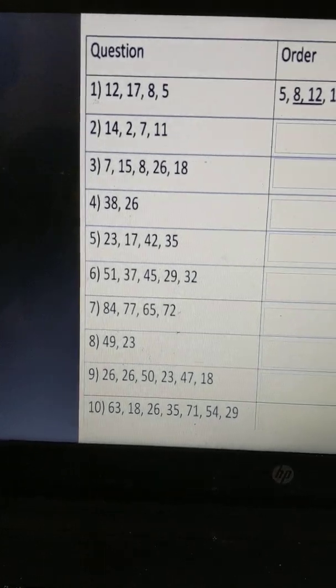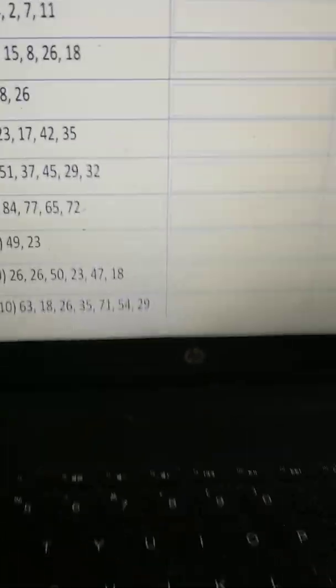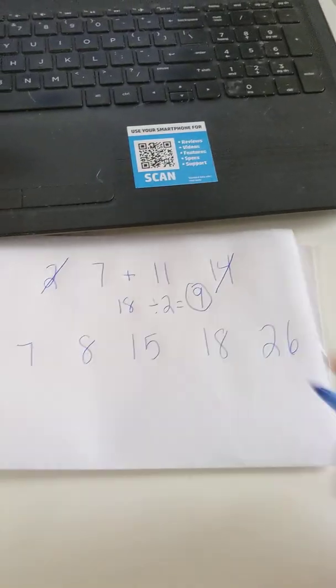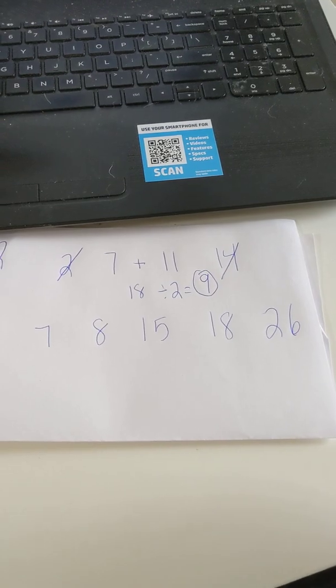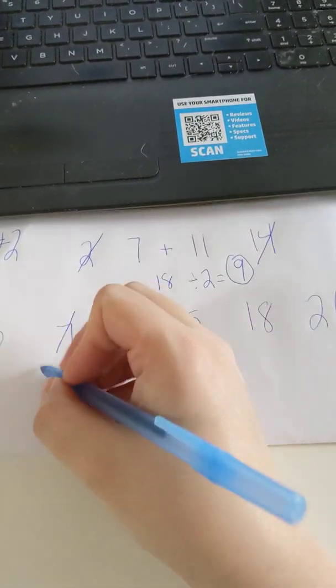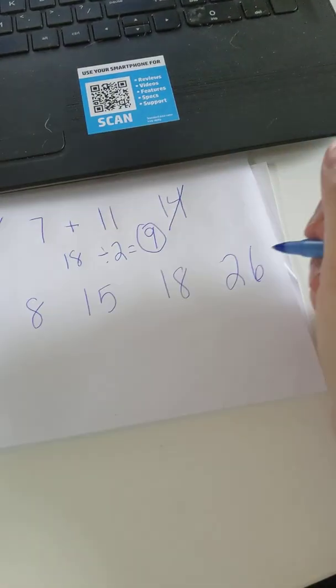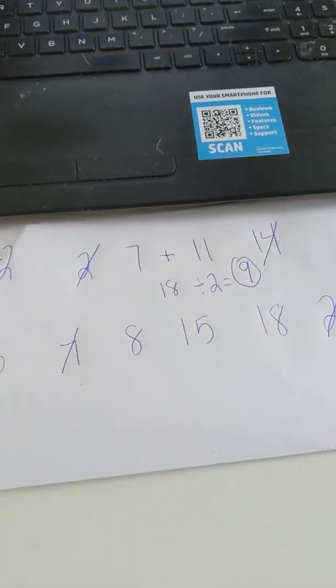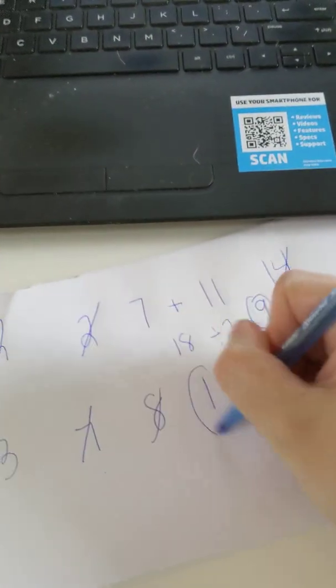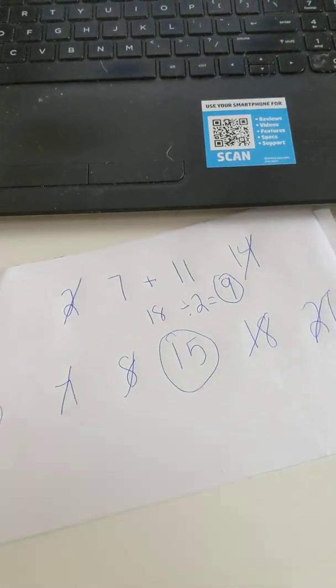Okay? And then number 3, they give us 7, 15, 8, 26, and 18. So I've taken these numbers, put them in order: 7, 8, 15, 18, and 26. And this is, again, what I mean when I say take one off the beginning and end. I take one off the beginning, and then I take one off the end. So here's 26 and 7. And then I do it again: 8 and 18. So my median then is 15 because that's all that's left in the middle.